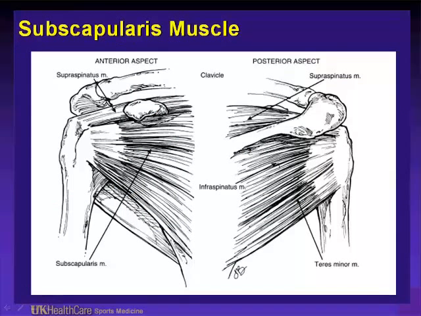Now we'll move to the subscapularis. The subscapularis is the fourth part of our rotator cuff. It is an internal rotator. It has a very wide muscle belly and an insertion onto the lesser tuberosity. So seen from the anterior aspect, you can see the subscap. Posteriorly, the infraspinatus and teres minor, our external rotators, balance the subscap.